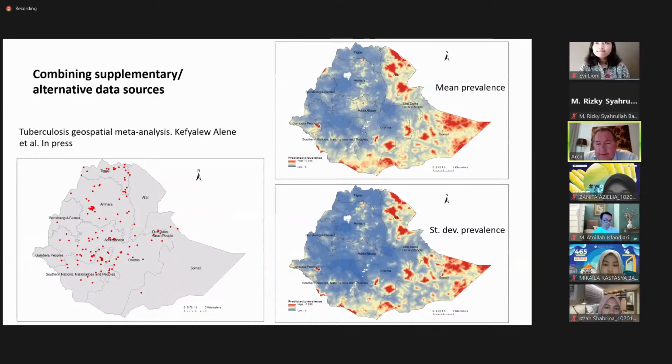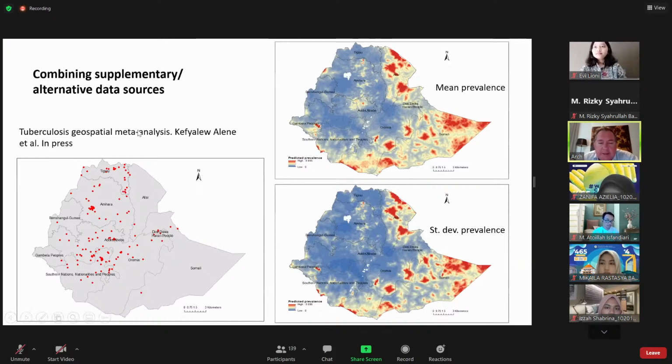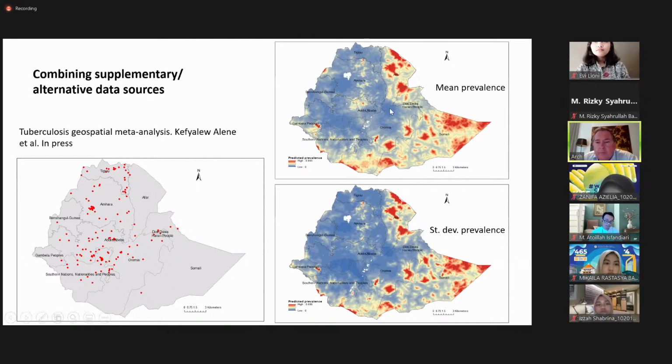Here's another study that we recently conducted in Ethiopia on tuberculosis. In addition to a national survey, we also did a systematic review of the literature to identify published studies of TB prevalence, and we collated all of that information into a data set and built a model, and we spatially predicted the prevalence of tuberculosis, and we attempted also to demonstrate the uncertainty associated with our spatial predictions by plotting the standard deviation of the prediction at each location.